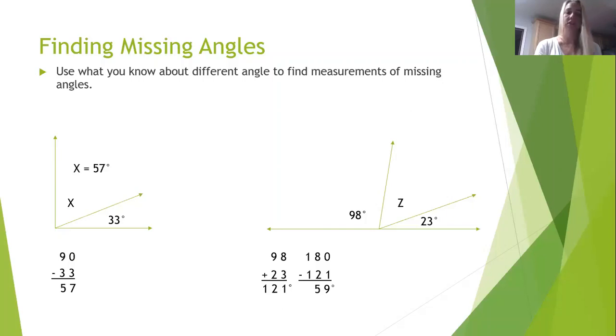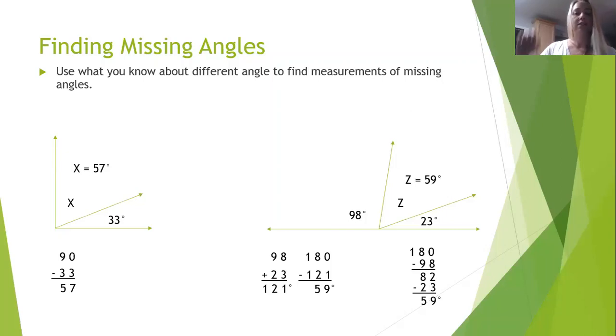Now there's another way you could do this. You could start with 180 degrees because that's the total measure of all three angles, and I can subtract each angle one at a time, and I will be left with angle Z. So first I'm going to subtract 98 degrees, so 180 minus 98 is going to equal 82. Now I take that 82 and I'm going to subtract 23 from it, and I'm going to get 59. So as you can see, I got the same answer for both of those ways. Either way works. Whatever way you feel more comfortable with is what you should do. And we have angle Z is equal to 59 degrees.